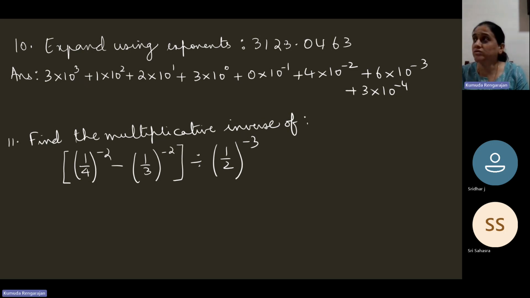The place values. This one is 10 to the power 0. This is 10 to the power 1. This one is 10 to the power 2. This one is 10 to the power 3. This one is 10 to the power minus 1. Then minus 2, minus 3, minus 4.